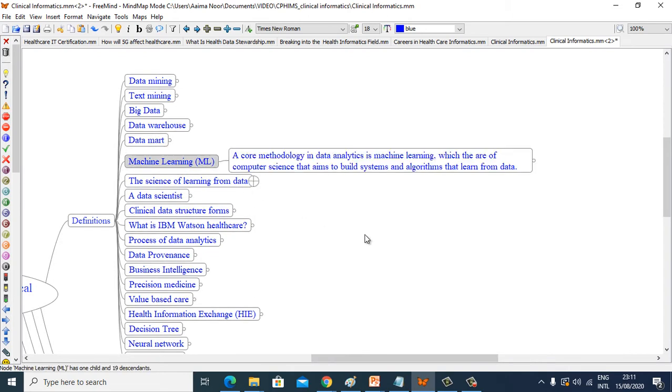Now we'll see what is machine learning. A core methodology in data analysis and data analytics is machine learning, which is an area of computer science that aims to build systems and algorithms that learn from data.